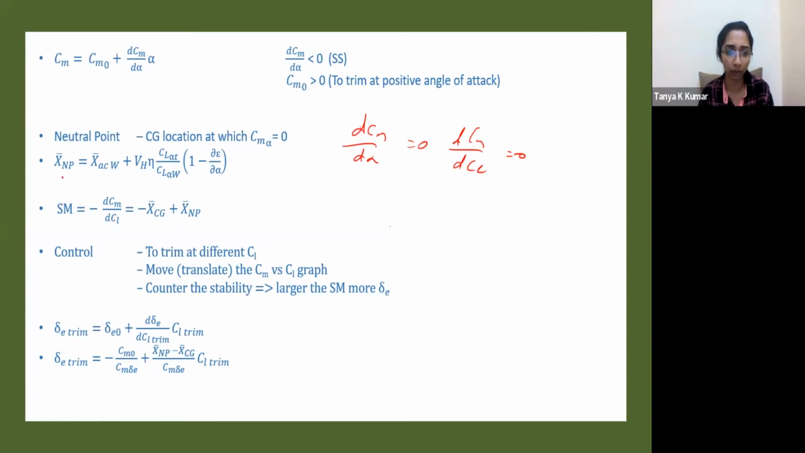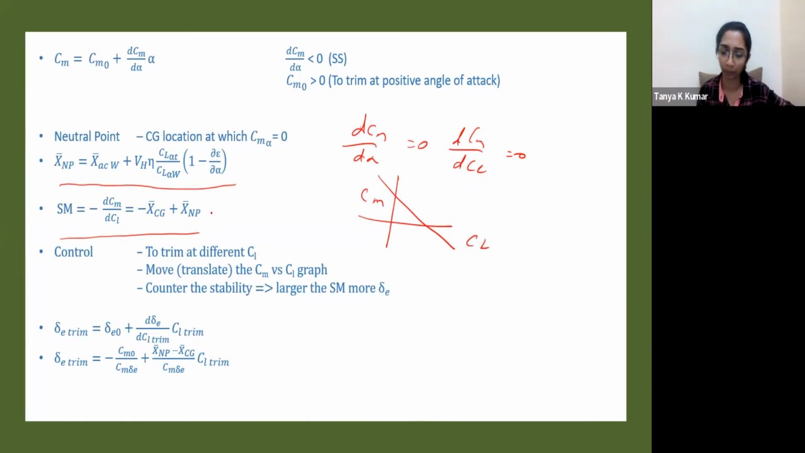The equation we know was found as this. Without the fuselage contribution, this is the equation for the neutral point. This is the stick fixed neutral point. The static margin is defined as such, which is the negative of the slope dCm upon dCl, and dCm upon dCl is this. Okay.